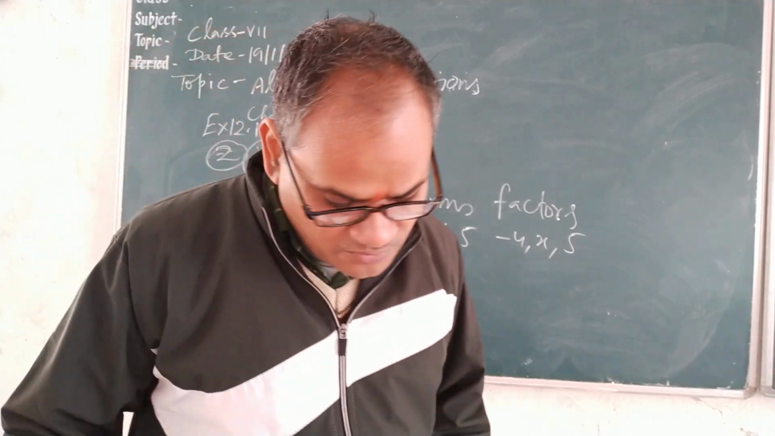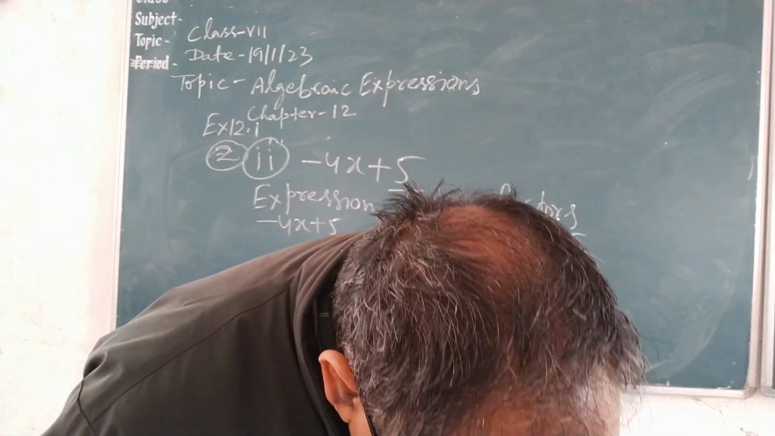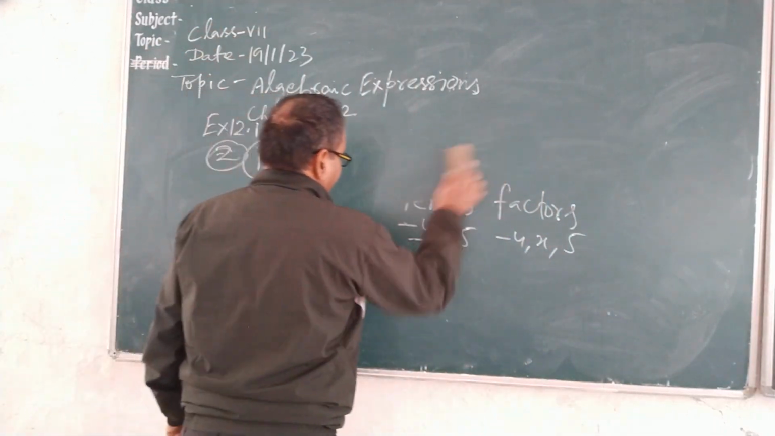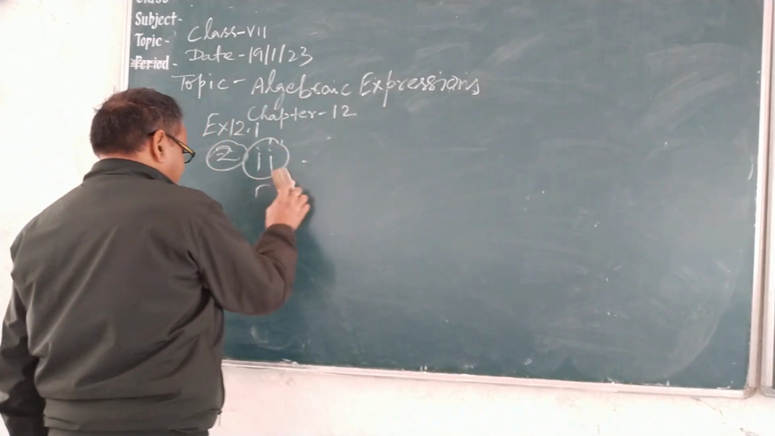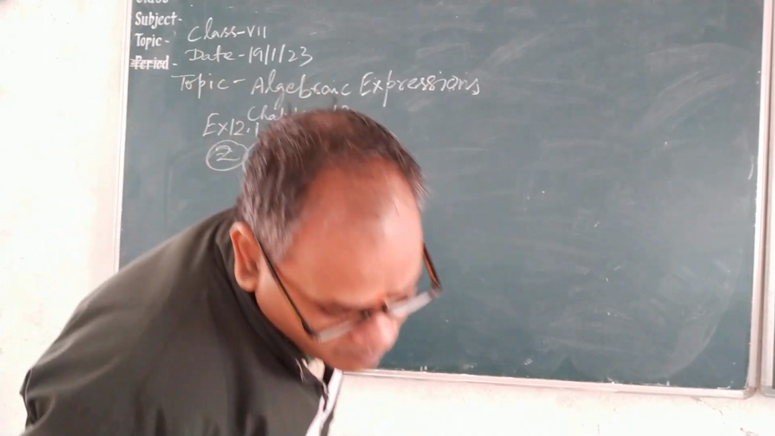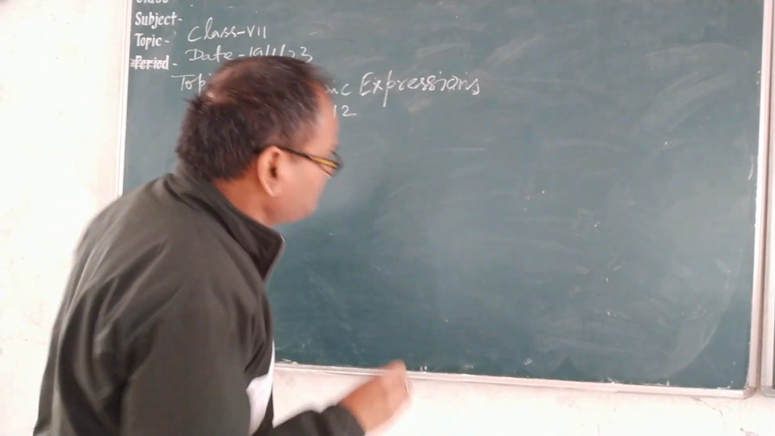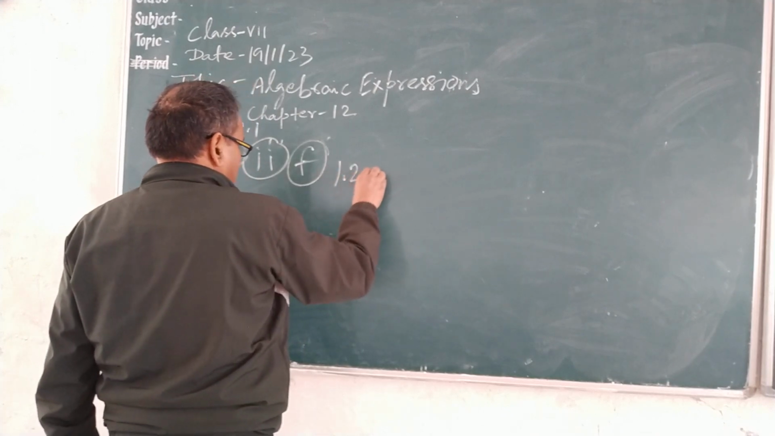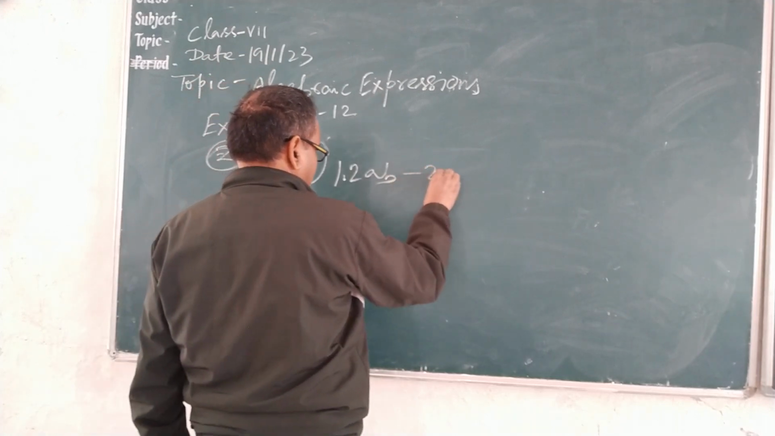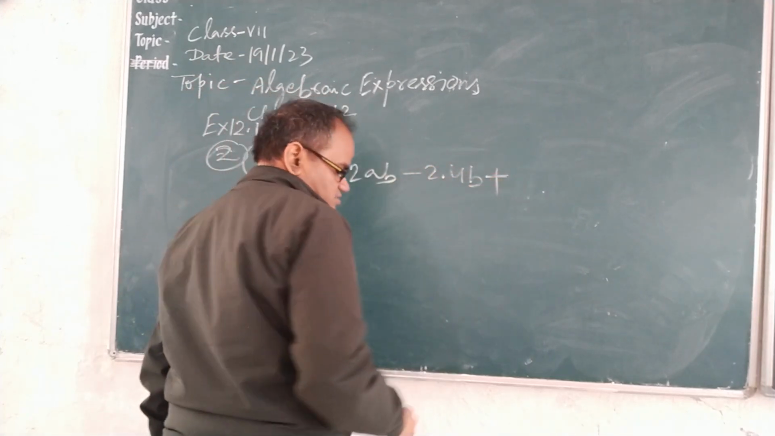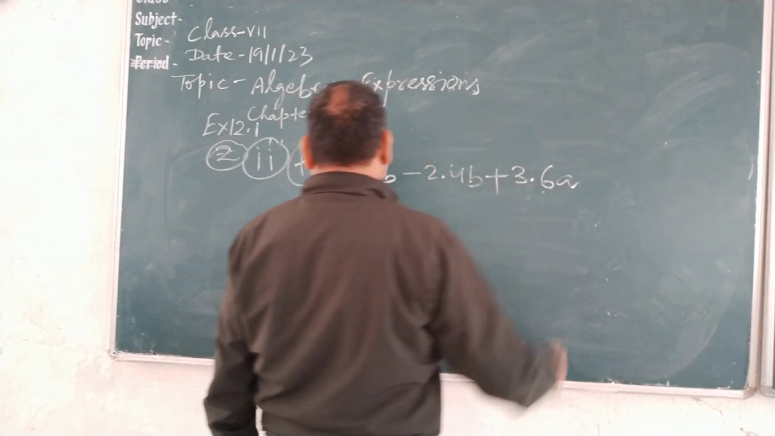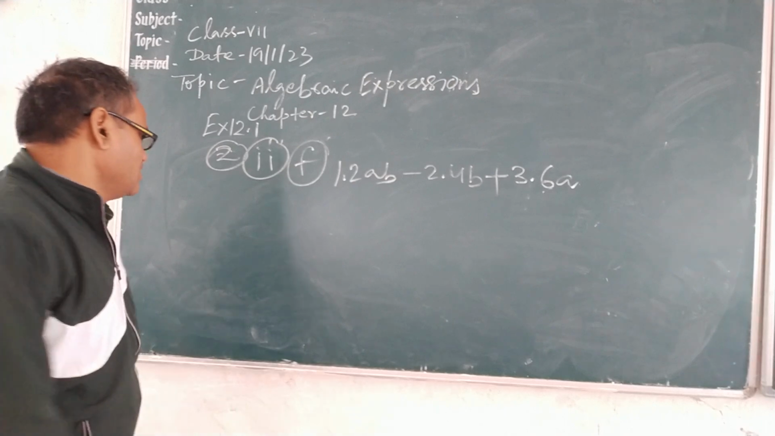Okay. Now one more question I am showing you. 2 second A. This is A and now F. This is F1. F1 is what? Look here. Minus 1.2 AB, minus 2.4 B, plus 3.6 A. Now how many terms are there? 3 terms.